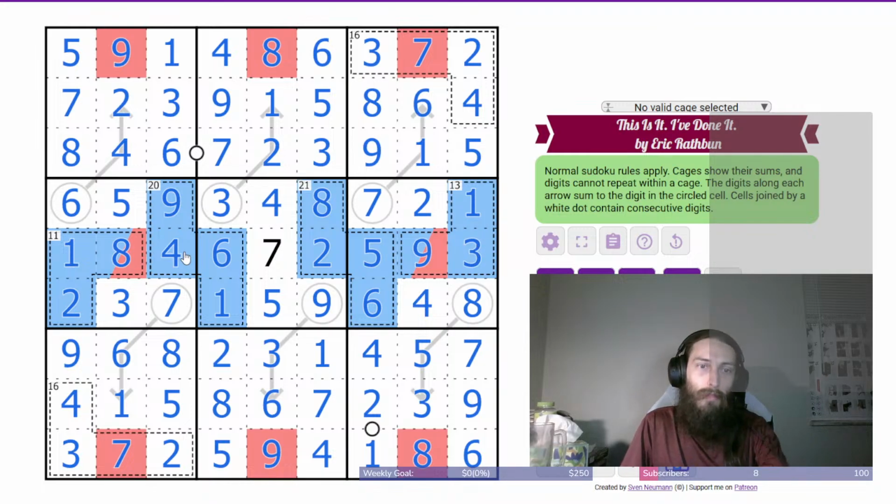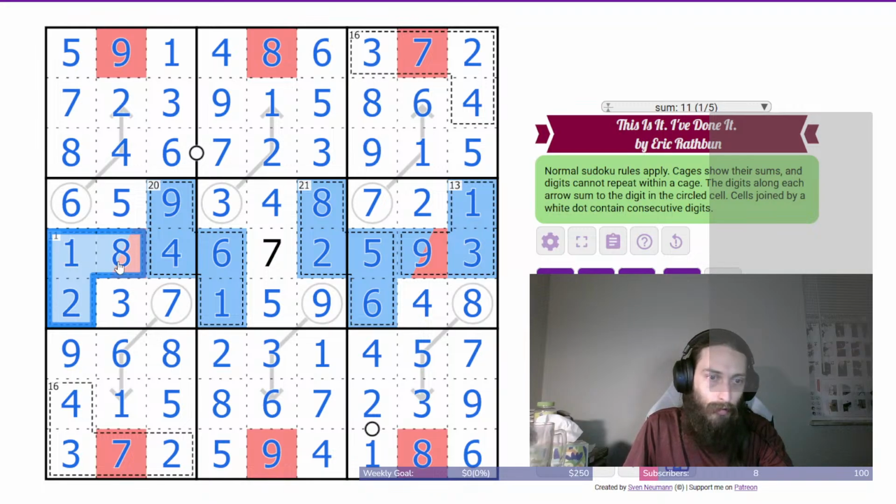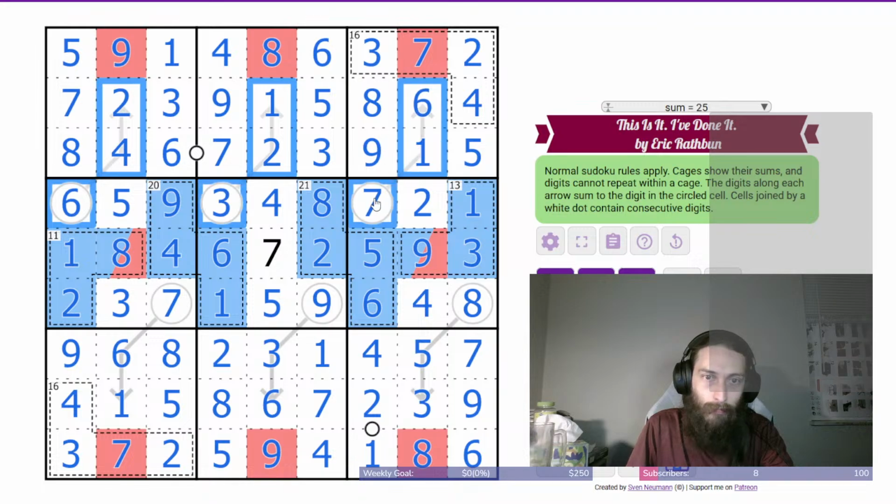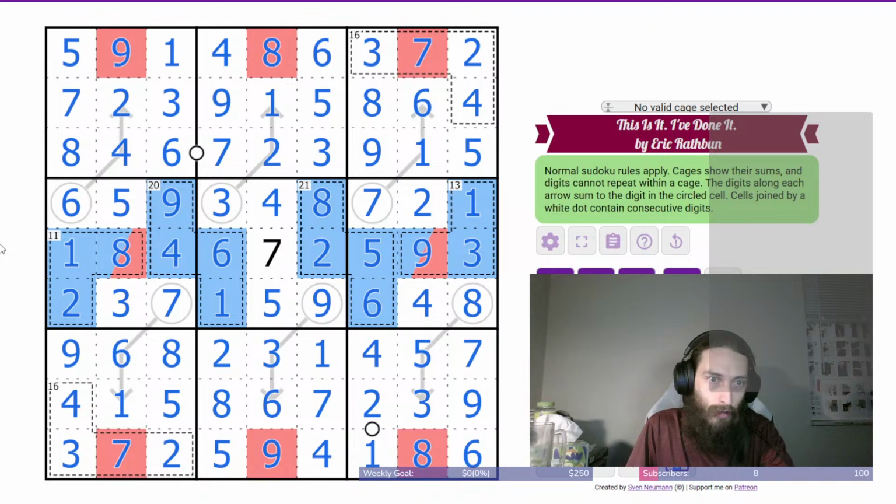I guess the things that we can do to check to make sure we're correct is the clues. So this is 11. That's 20. That's 21. That's 13. That's 16. That's 16. All of our cages are correct. Our 2 crocky dots are correct. And then these all seem to be correct. And then the rest is just Sudoku. So that is the solution to the puzzle.